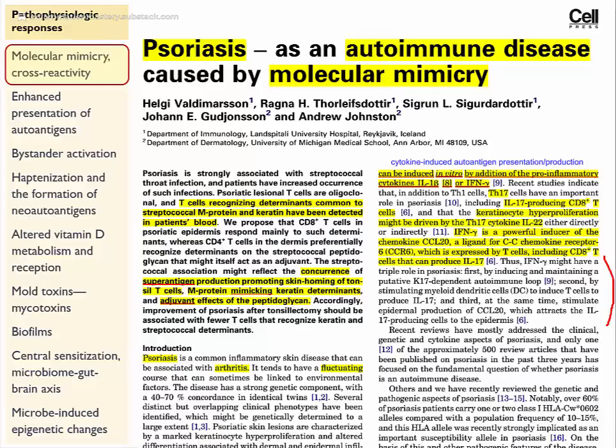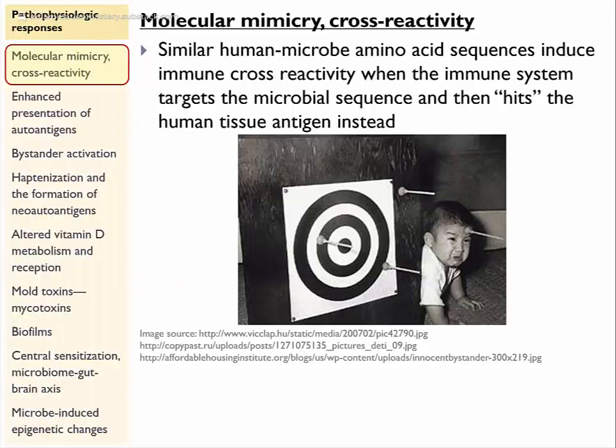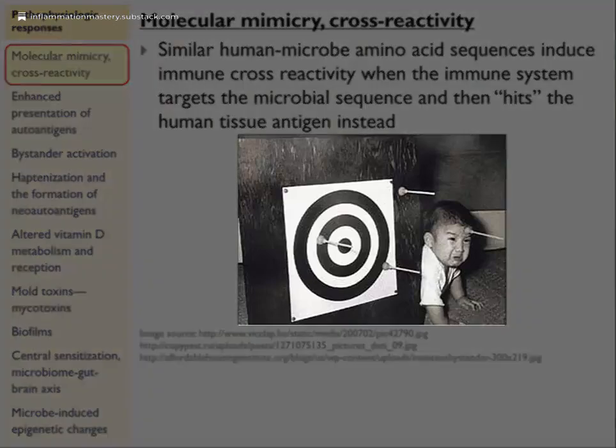molecular mimicry, which is then the basis of immune cross-reactivity. So, as I state here, similar human and microbe amino acid sequences induce immune cross-reactivity when the immune system targets the microbial sequence and then hits the human tissue antigen instead. And you can see that beautifully exemplified in this photo. So, we could say here that the immune system is trying to hit this target, but some of these antibodies and the antigen-specific immune response actually ends up hitting the human instead.